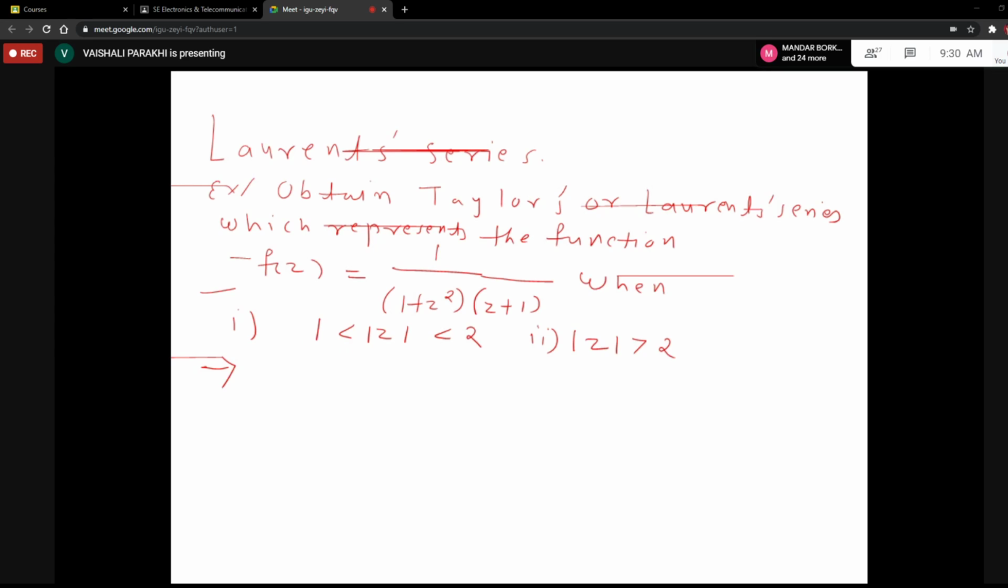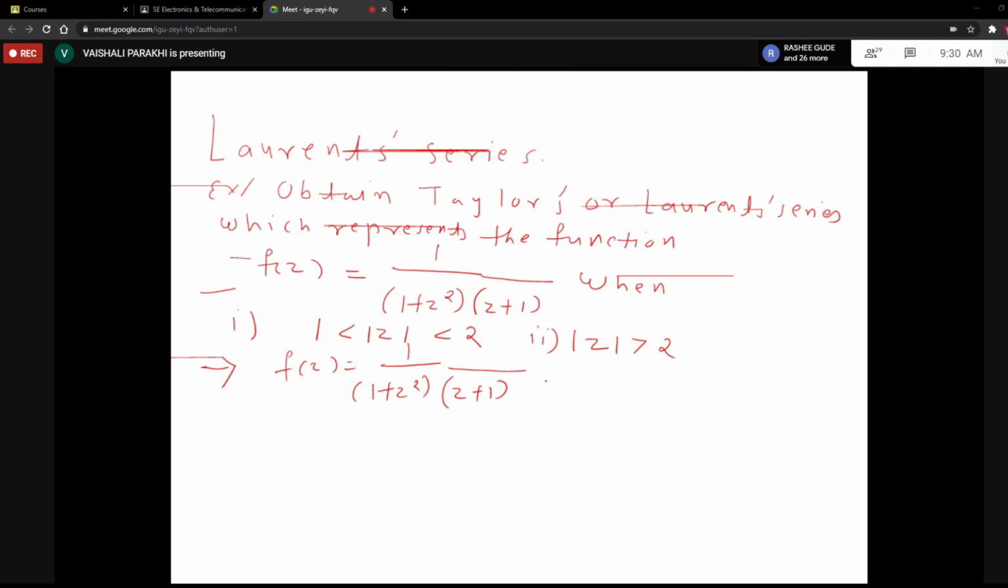Now in this case, see what we do. First of all, what is the first step if you remember? First step is definitely partial fractions, right? We have to split the function. So let us find the partial fractions. So f of z is equal to 1 upon (1 plus z square) into (z plus 1).